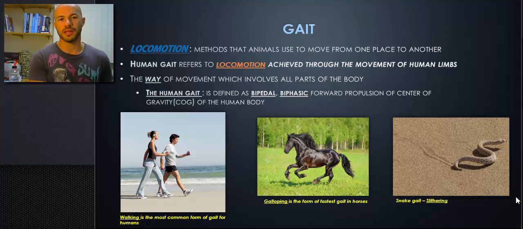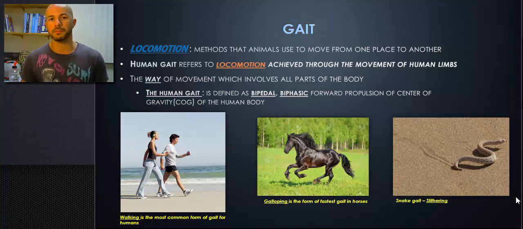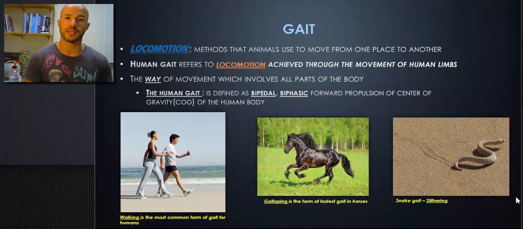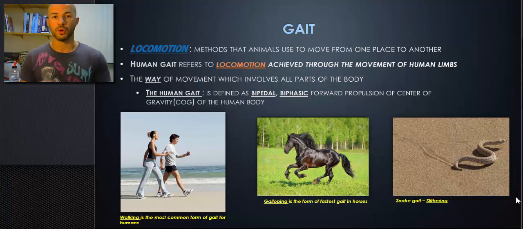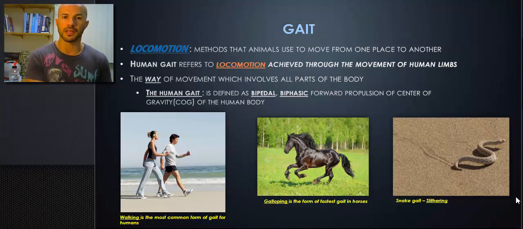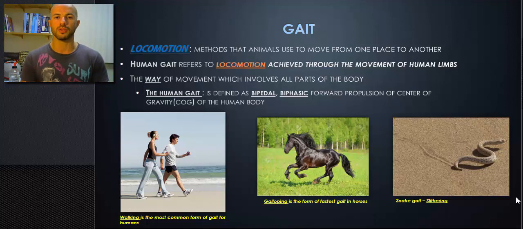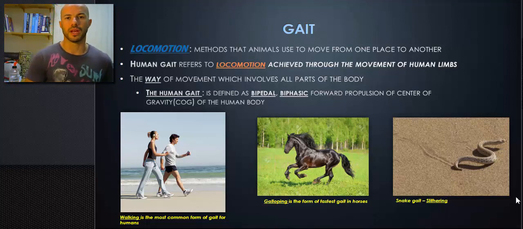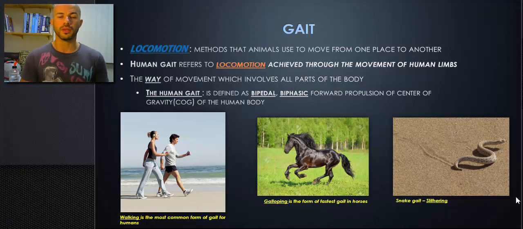We humans as animals, if we use our limbs to move from one place to the other, we're going to call this the human gait. There might be different strategies of moving. Walking is a form of human gait, or running might be a form of human gait. Slithering is a form of gait used by the snakes, or galloping is a form of gait that is used by the horses. So humans use different strategies and we're going to call all of them the human gait.